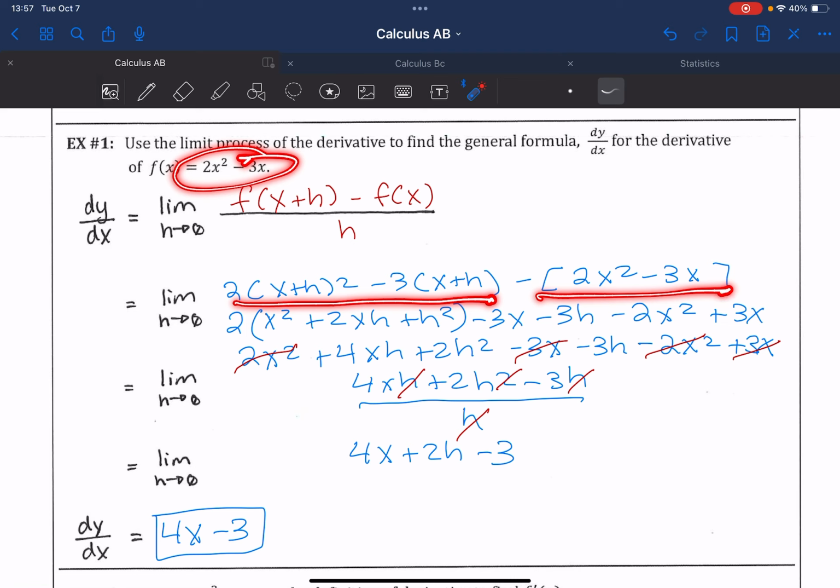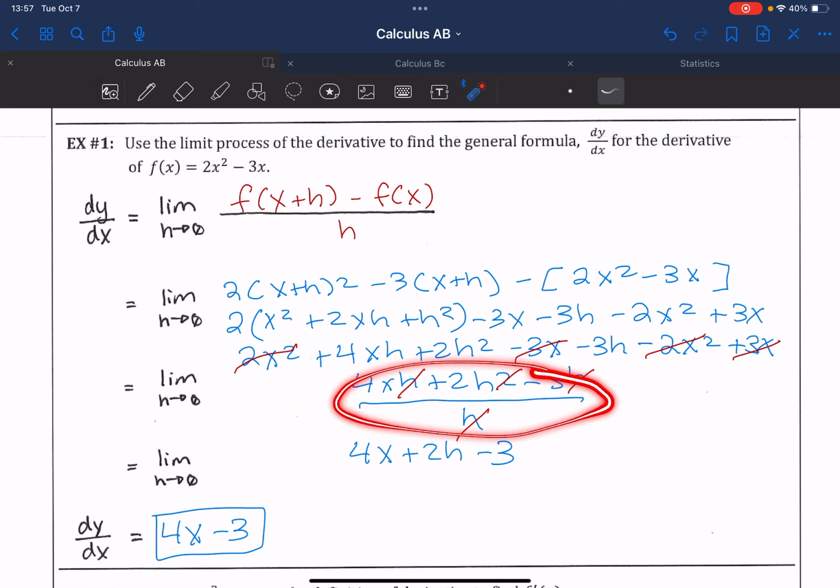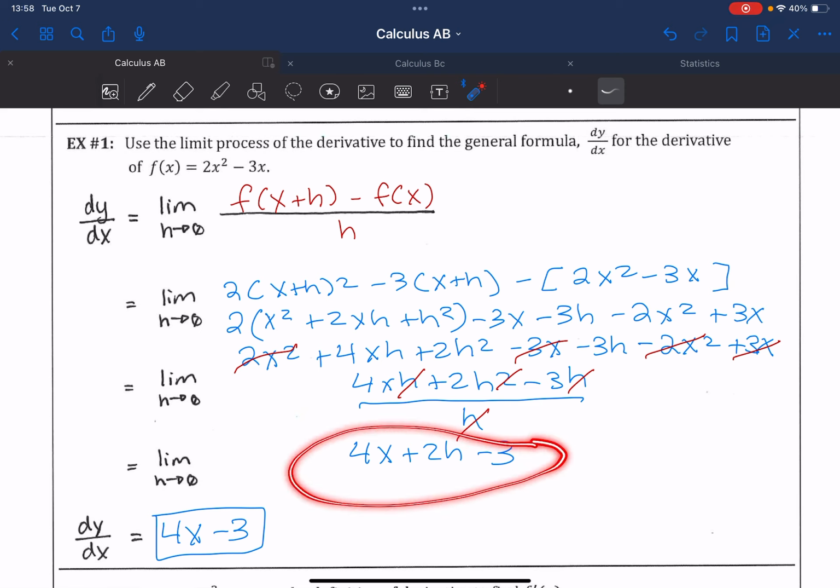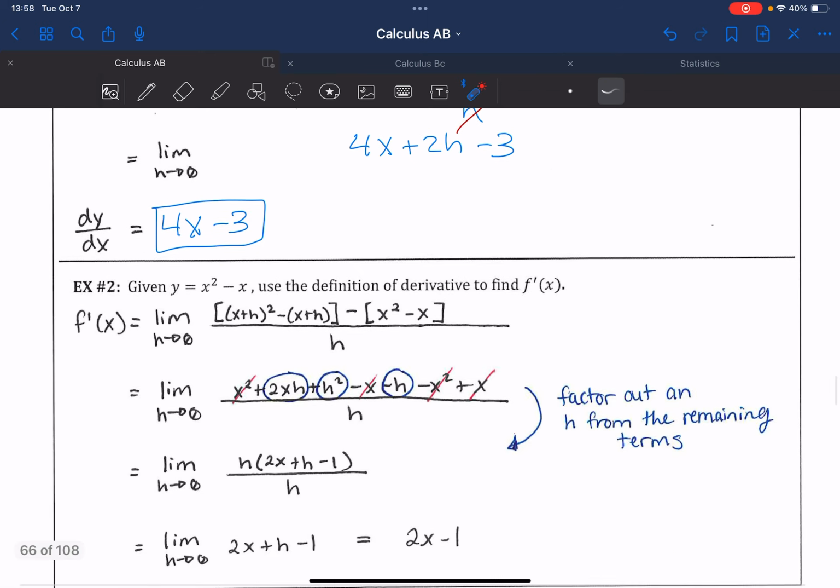And what I do is I try to simplify the numerator before I bring in that divide by h right here. Okay, this is okay. Best practice, especially for the AP exam, is just to make sure you're always just writing divide by h, divide by h, divide by h. So you don't forget to divide by h at the very end. Okay, when we do this, we get 4x plus 2h minus 3. But we know h is going to approach 0, so we're just left with 4x minus 3, which is the derivative of 2x squared minus 3x.